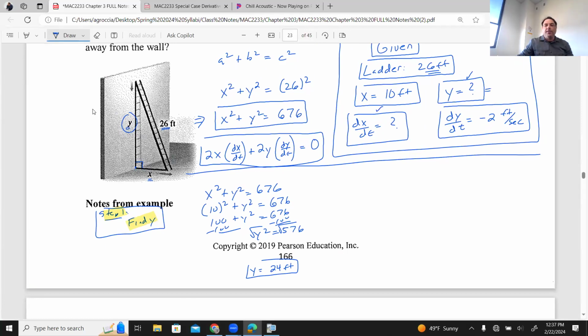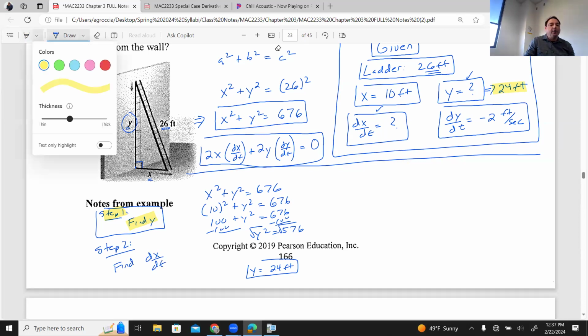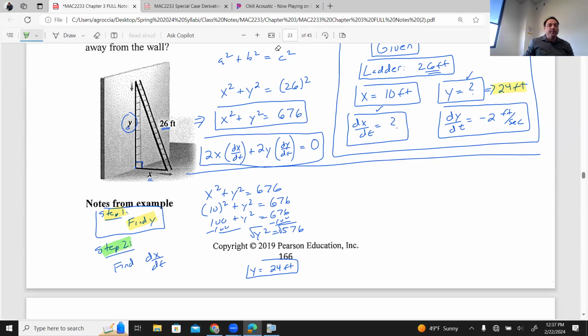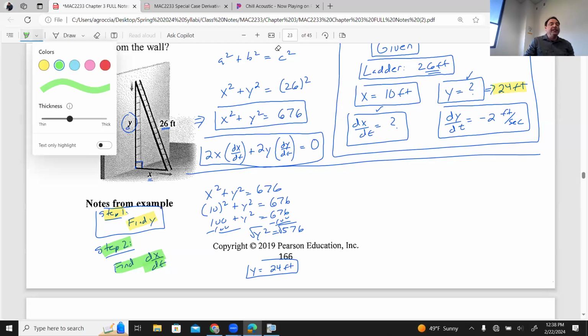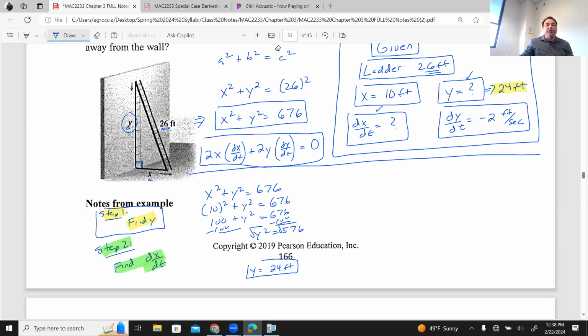So now we know that y is 24 feet. Good so far? So we did step 1. We found y. What do you think step 2 is going to be? Now step 2, we're going to find what? Good. dx over dt. To find dx over dt, we're going to use which formula? The second one. And if some of you are wondering, could I do that first? You couldn't. We didn't have enough plugged in. I couldn't do the first one.